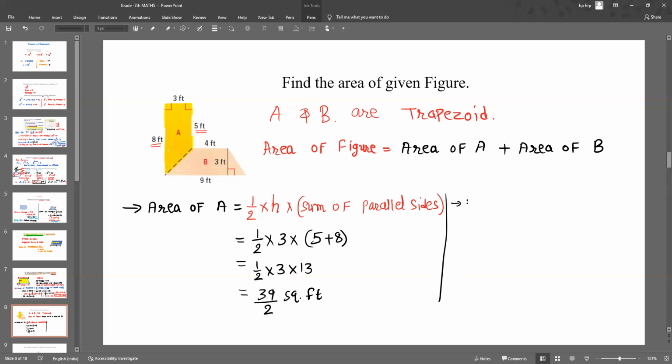Okay. Similarly, if we find the area of trapezoid B the same way, we also have the same formula, 1 by 2 into height into sum of parallel sides. So in trapezoid B, can you identify which two sides are parallel and which one is the height? I can represent trapezoid B by this green color, so you can easily understand.